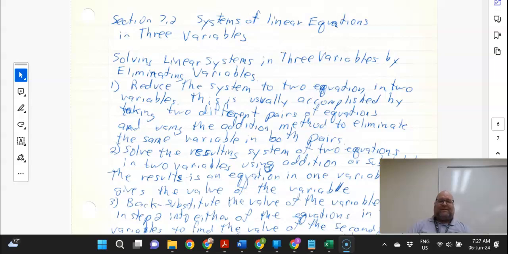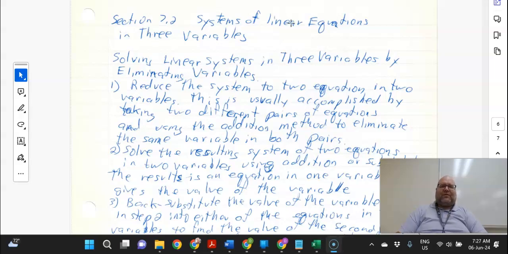In previous sessions, we've looked at how to go about solving systems of equations with two variables. In this lesson, we're going to look at how to do so with three variables. Our first goal is to reduce the number of equations or the number of variables from 3 to 2 by eliminating one variable in various pairs of equations.